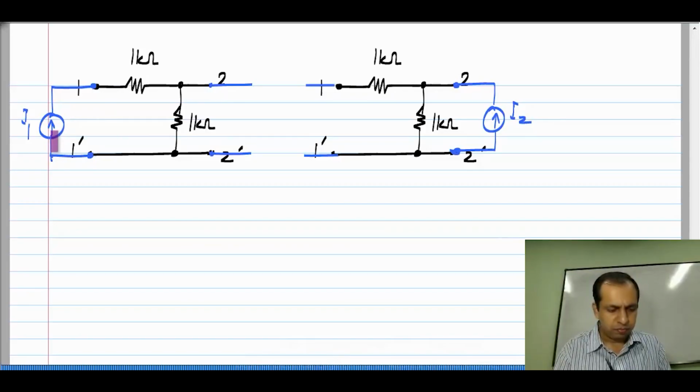So, I1 flows through these two resistors. So, the voltage across port 1 is the series combination of these two resistors, 2 kilo ohms times I1, whereas the voltage across port 2 is I1 times this resistor, 1 kilo ohm.